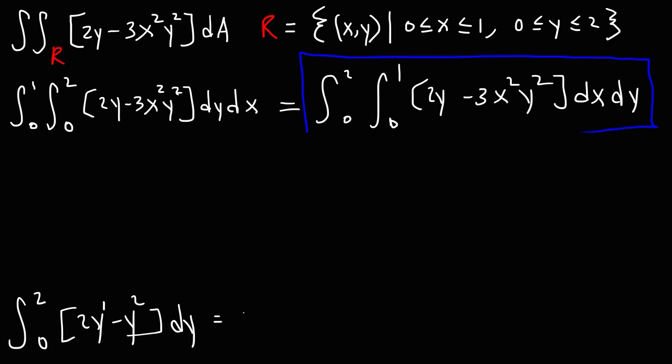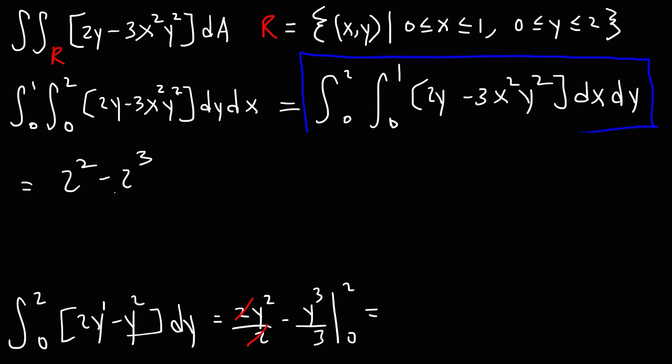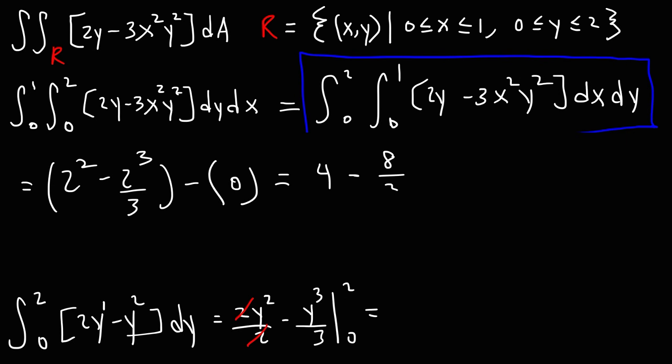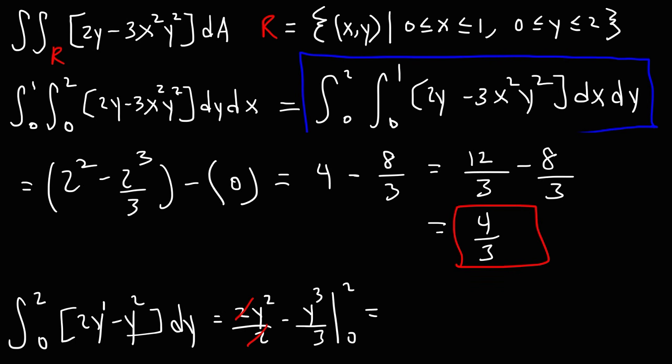So the antiderivative of y to the first power is going to be y squared over 2, and for y squared it's going to be y to the third over 3, evaluated from 0 to 2. So if we plug in 2 first, it's going to be 2 squared, and then minus 2 to the third over 3. And then once we plug in 0, this entire expression will be 0. So this gives us 4 minus 8 over 3. 4 is 12 over 3. 12 over 3 minus 8 over 3 is 4 over 3. And so this right here is the answer for this problem.